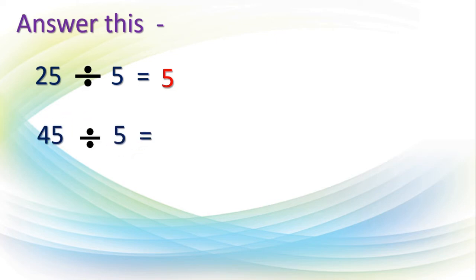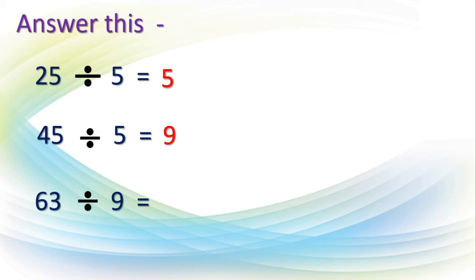Here, first you have to answer this. 25 divided by 5. How to read this? 25 divided by 5 is equal to how much? You must know the tables. While doing the division, we are in need of tables. So, 5 5s are 25, isn't it? So, the answer is 5. Next is 45 divided by 5. Here also we will go through 5's table, correct? Then 5 9s are 45, isn't it?